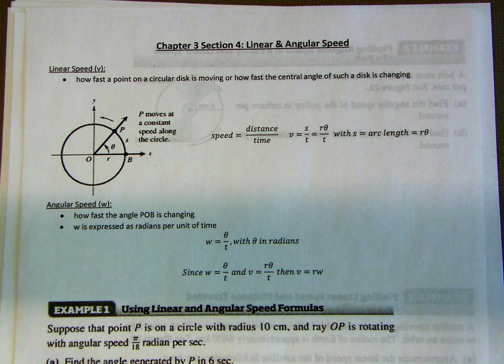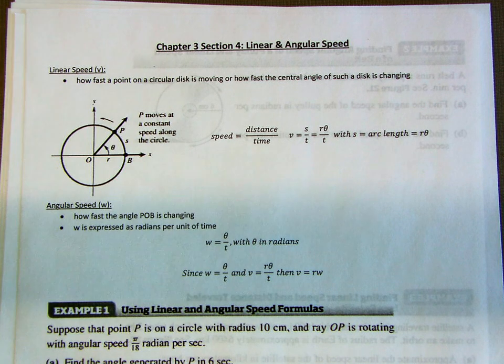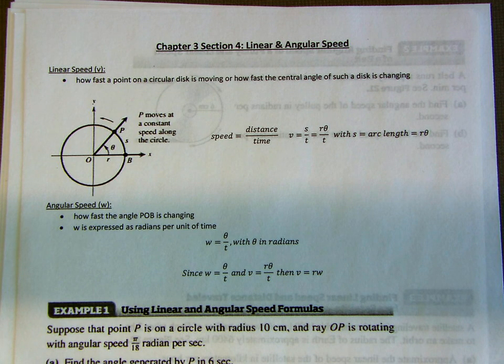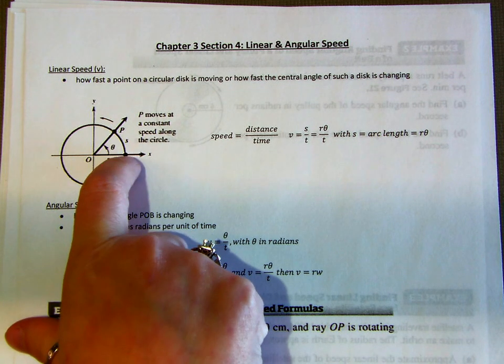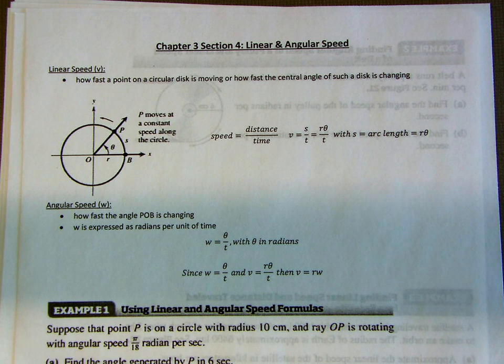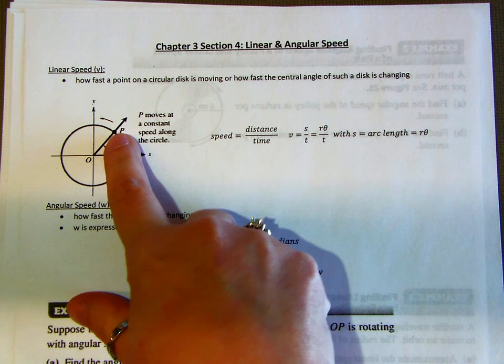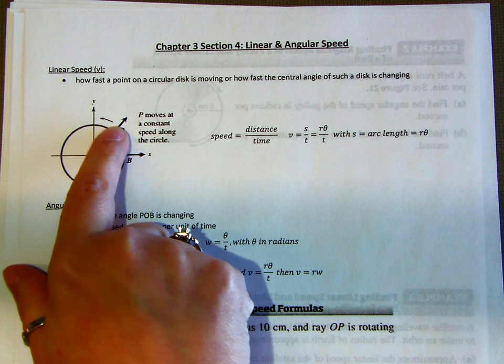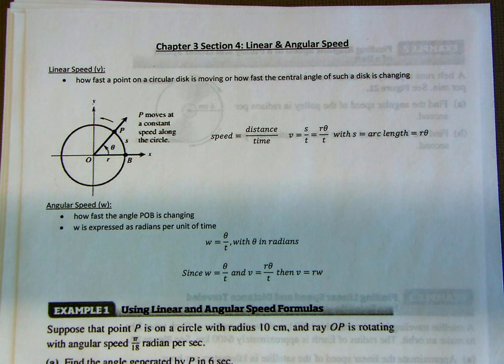We use v, which is listed there on the sheet for you, to indicate linear speed. Really, that's how fast a point is traveling on a circular disk, or how fast the central angle in the disk is changing. If we look at the general picture they give us here, we have this point P, and it's going to move at a constant speed all the way around the circle. That speed is the linear speed.